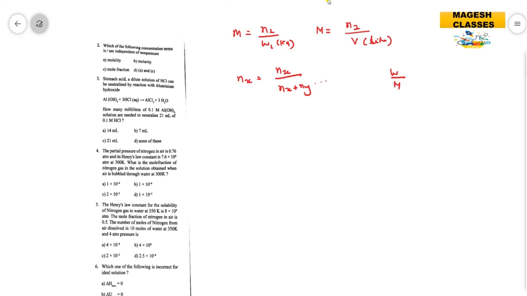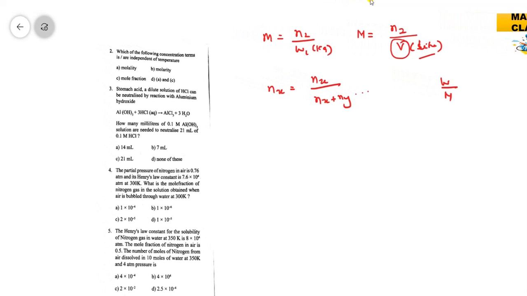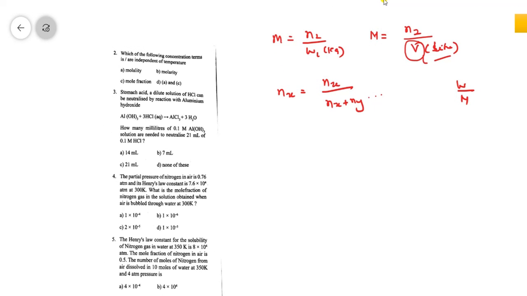So only the terms that involve volume, such as molarity, are affected. Any term which involves the volume of the solution depends upon the temperature, because by raising or lowering the temperature, the volume changes and so the molarity also changes. Similarly, normality also involves the volume term, so it also depends upon the temperature.